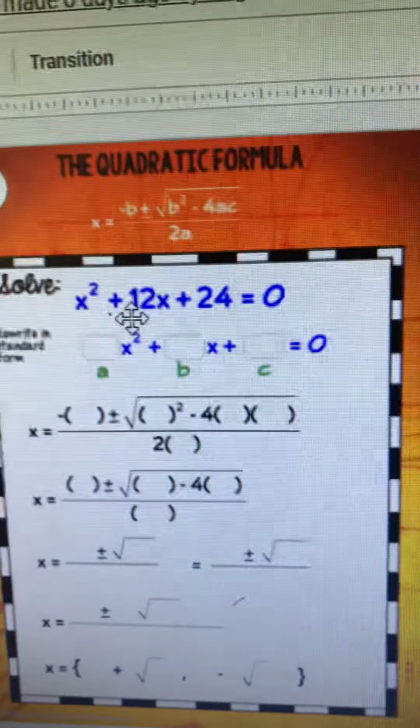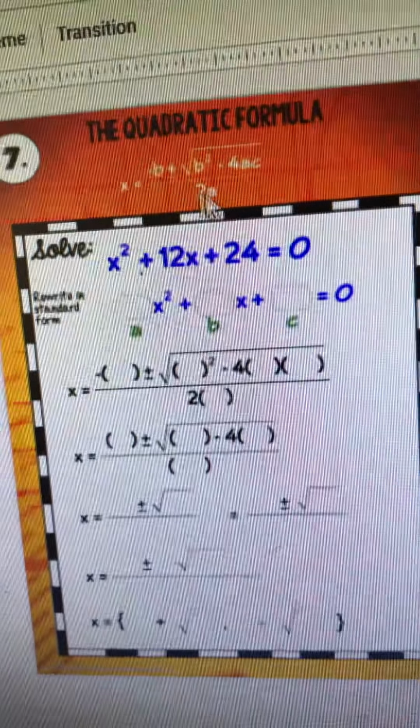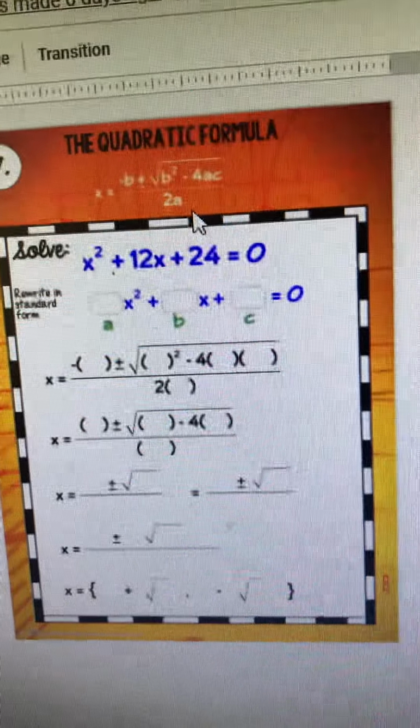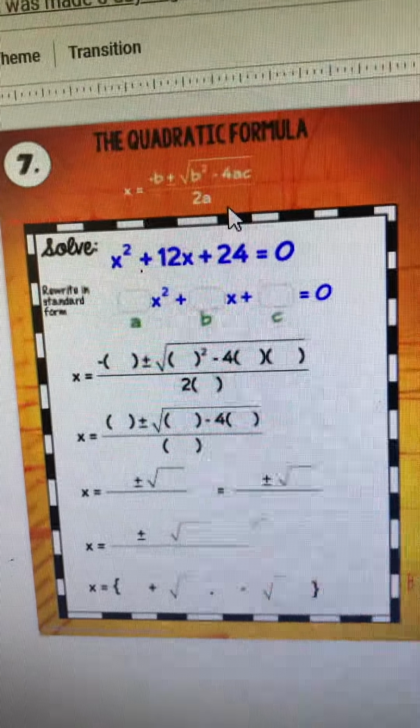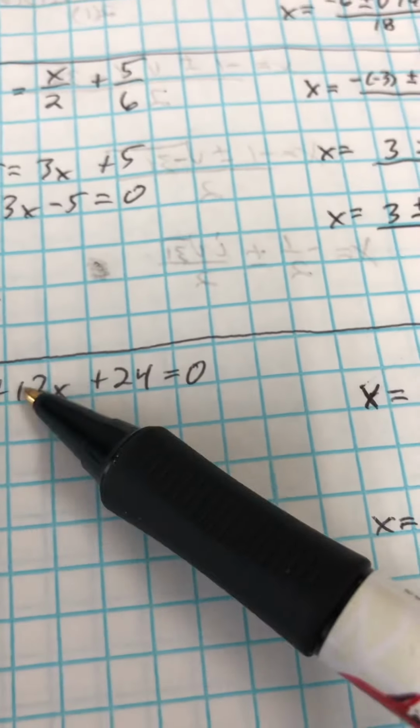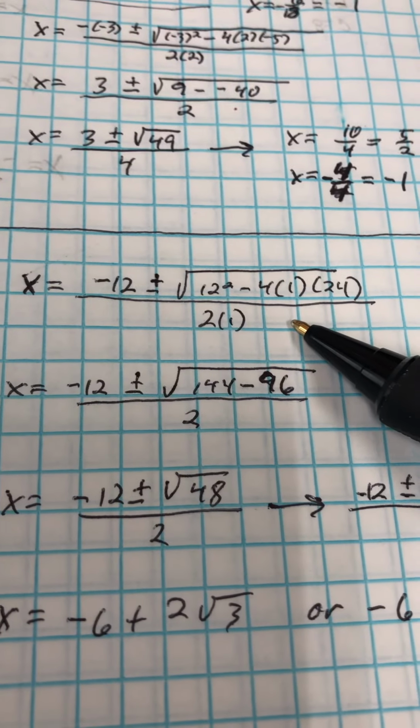Number 7. Taking a look at this one, what's nice is they give you the quadratic formula right there. I didn't notice that on the earlier ones, but they did. So you figure out your A, B, and your C. This one's 1, 12, and 24. Then I put my A, B's, and C's into the quadratic formula.